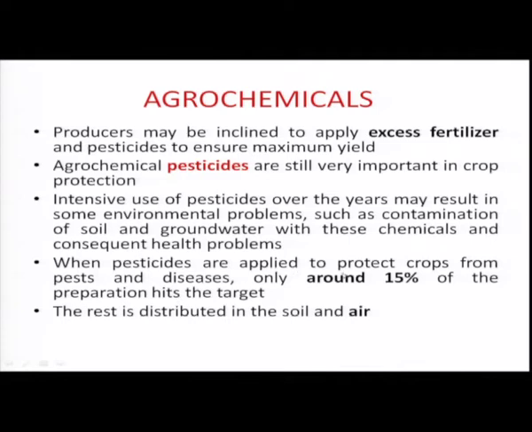When pesticides are applied to protect crops from pests as well as disease, only around 50% of the preparation, whatever we applied, hits the target. The rest of this pesticide active chemical is distributed in the soil as well as in air. Okay. So this is one of the important problems. It creates environmental pollution. So the pesticide applied moves out from the actually applied site through air, water, and through plants, animals, and objects. It is possible.